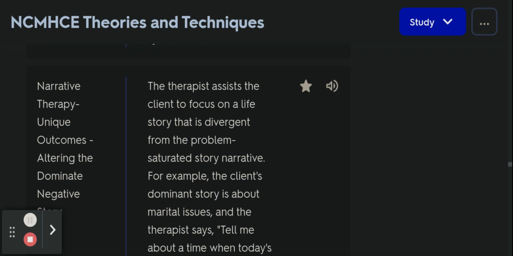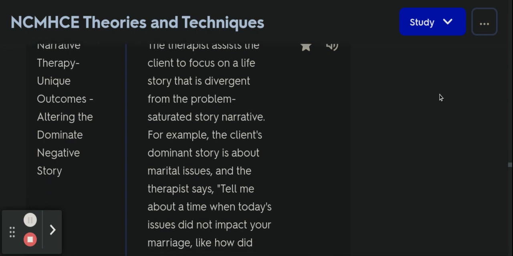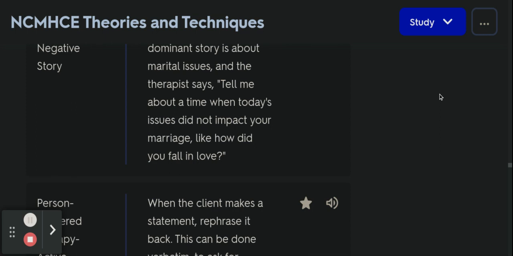The therapist in narrative therapy, unique outcomes, altering the dominant negative story. The therapist assists the client to focus on a life story that is divergent from the problem saturated story narrative. For example, the client's dominant story is about marital issues, and the therapist says, "Tell me about a time when today's issues did not impact your marriage. Like, how did you fall in love?"